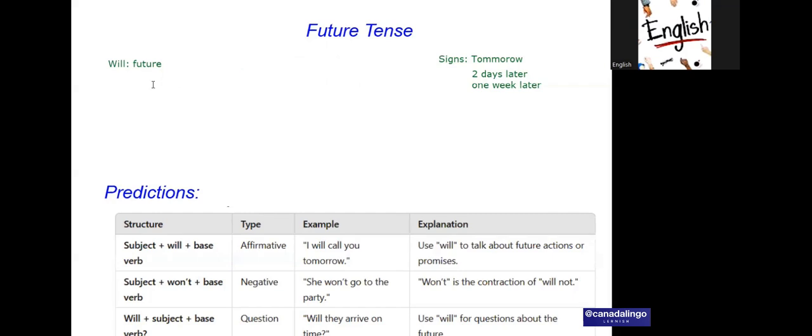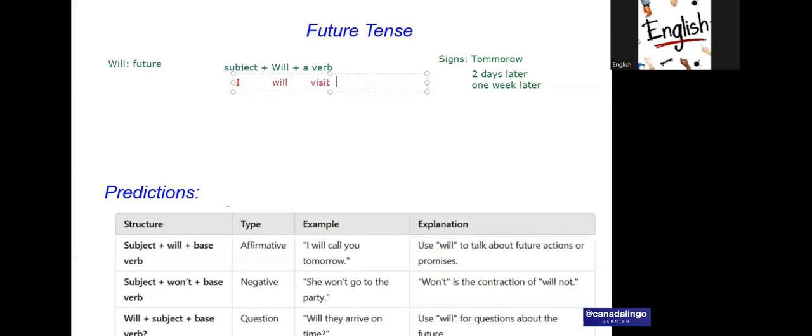So let's make a sentence. We always have a subject like I, she, or my mother, or anything. You just put subject plus will plus the verb. Let's make a simple sentence. For example, subject can be I will visit. This is a future sentence.